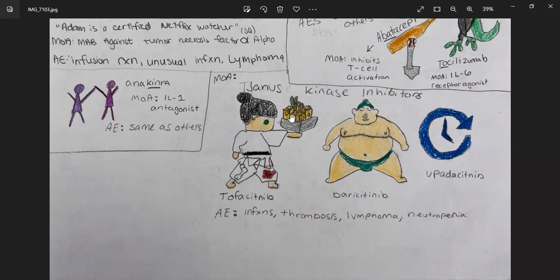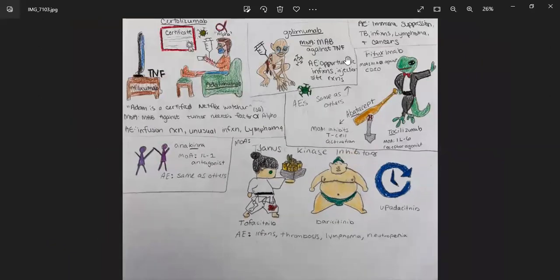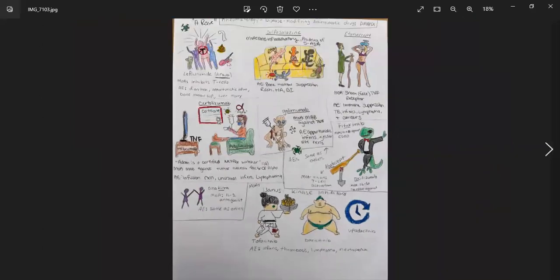A Japanese fighter holding tofu for tofacitinib and then a Japanese bariatric fighter for baricitinib. Adverse effects are infection, thrombosis, so that's supposed to be a blood clot right there, lymphoma, and neutropenia. And then this is just the symbol that's like, hey, it's time to update your computer for upadacitinib. But it's another one of the Janus kinase inhibitors.